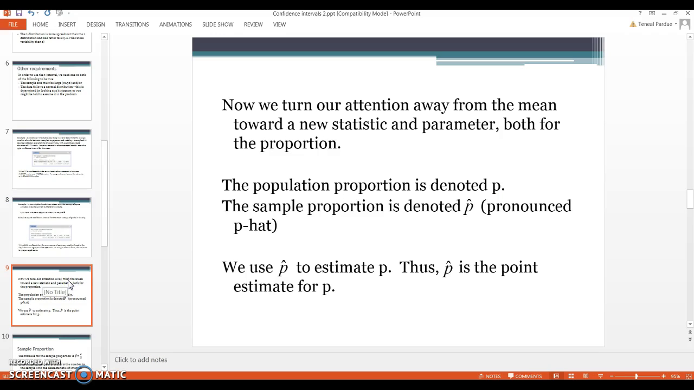Now that we're finished with the two confidence intervals for the mean, we need to look at the one for the proportion. So this is a new statistic-parameter pair for us. The population proportion, which is a parameter, is denoted with a p, usually lowercase p, but it doesn't really matter. The sample proportion is a p with the little hat on it, and we pronounce that p hat. p hat is our point estimate for p, the sample proportion being the best estimate for the population proportion.